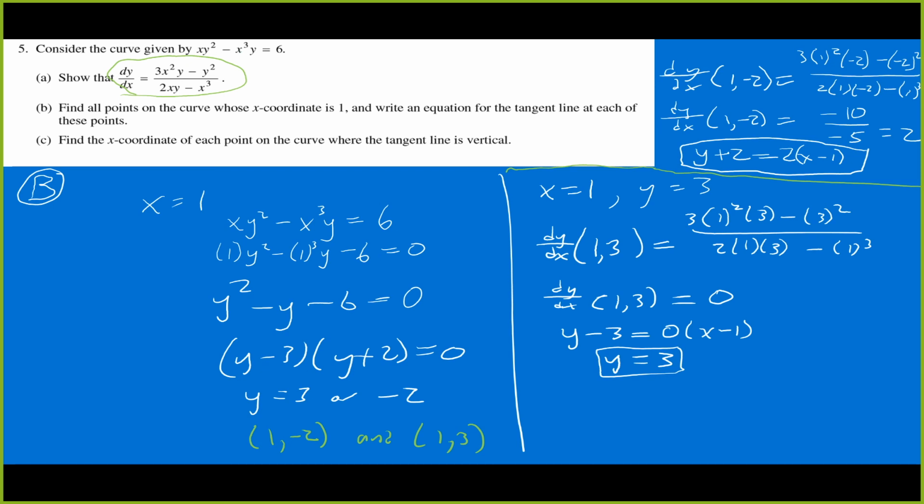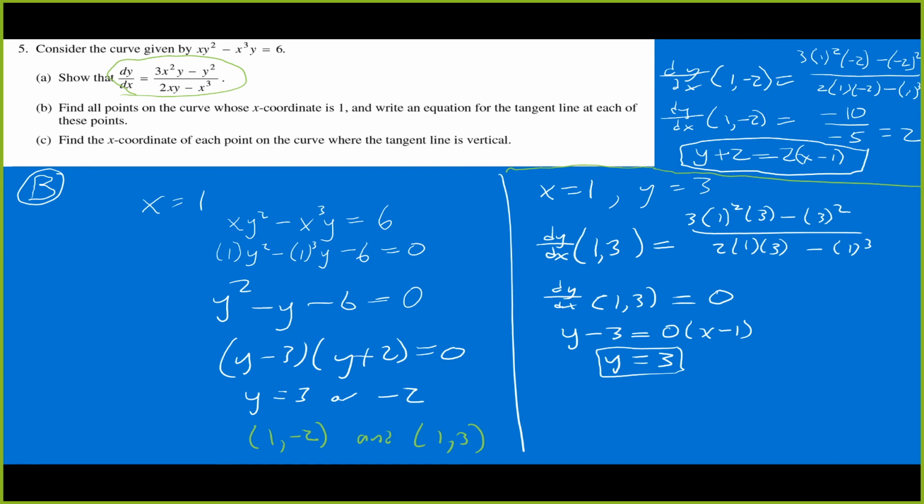So if I do, I've got y squared minus y minus 6 equals 0. And then we can factor and solve for y as 3 or negative 2, which gives me 2 points when x is 1. I have (1, negative 2) and (1, 3). For each of these points, we'll find a tangent line.